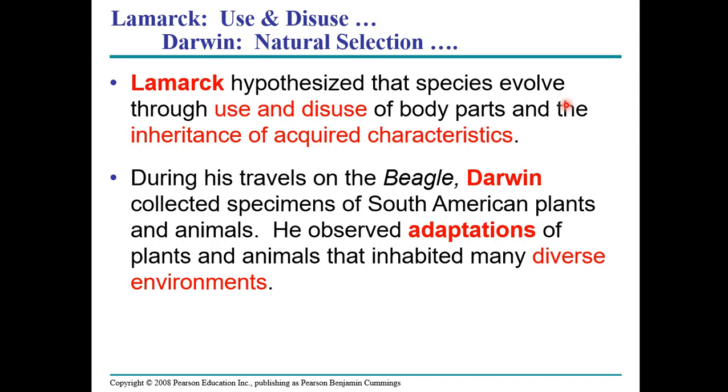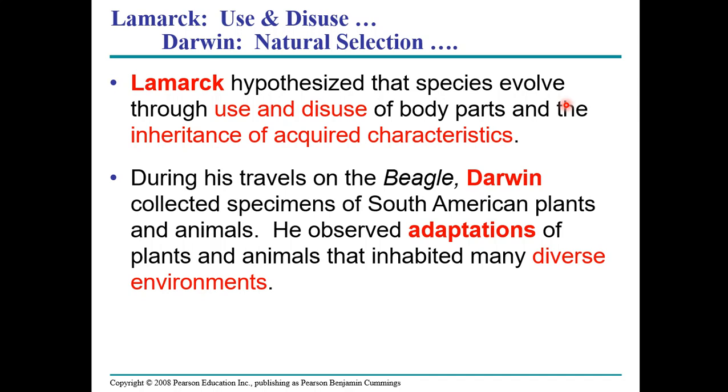Okay, so for example, in a floody area, one organism can acquire, for example, gills to live in water. So that's what I mean with acquired inheritance or acquired characteristics.